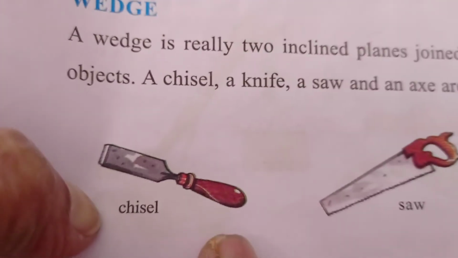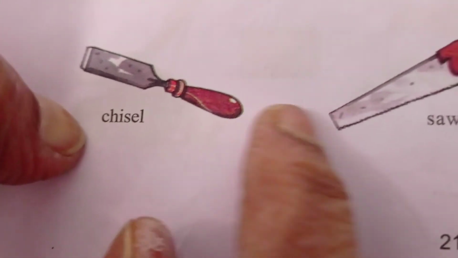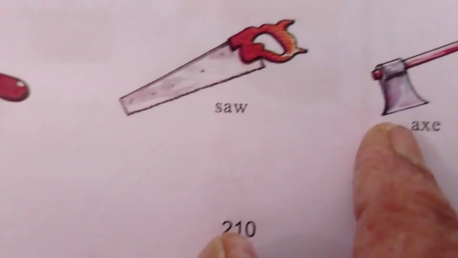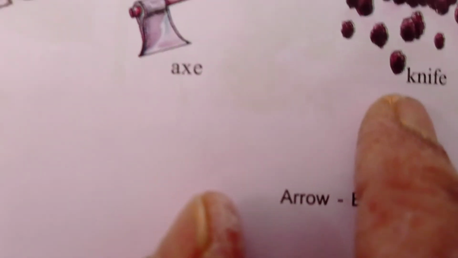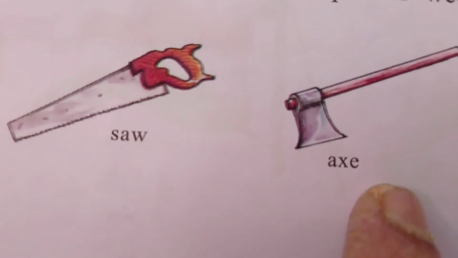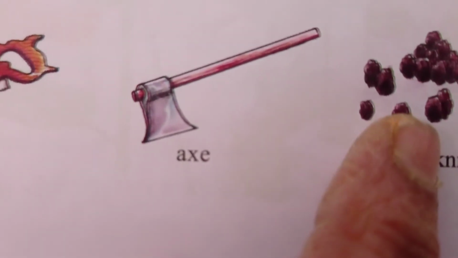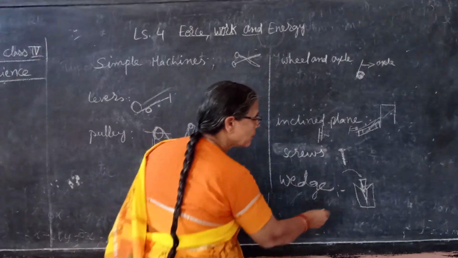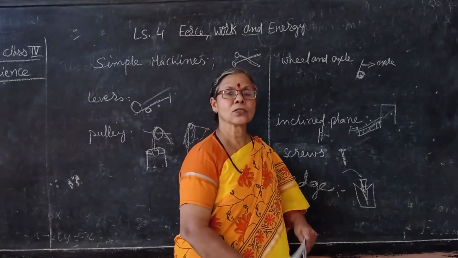Wedge. You can see wedge is chisel, saw, axe and knife are the examples of wedge. Two inclined planes joined back to back, it is used to cut or split objects. To split these objects, you are using it. That is called a wedge.